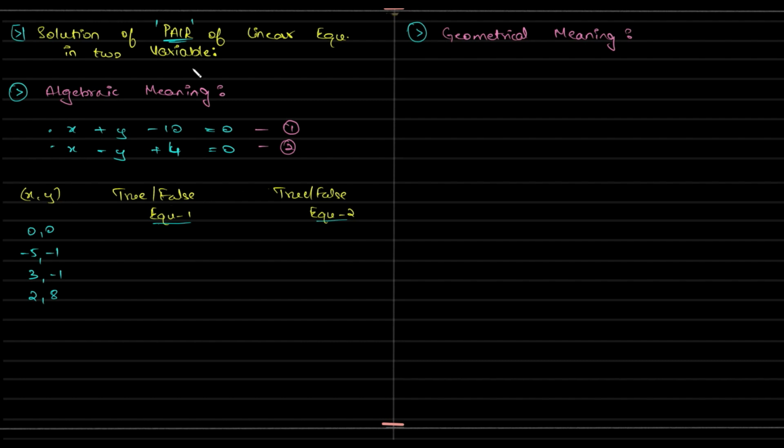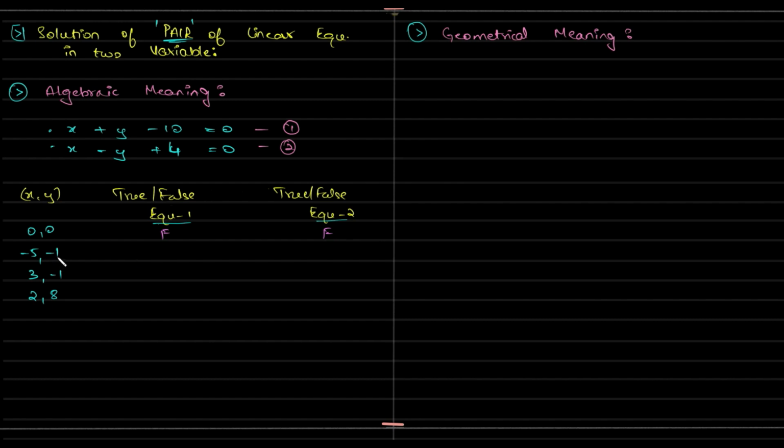So now you have to pause the video and try putting different values over here and checking if it's true or false. So to begin with, if you put 0 and 0, we have 0 minus 0 minus 10. So this is a false statement for equation 1. 0 and 0 plus 4, so 4 is equal to 0. This too is a false statement.